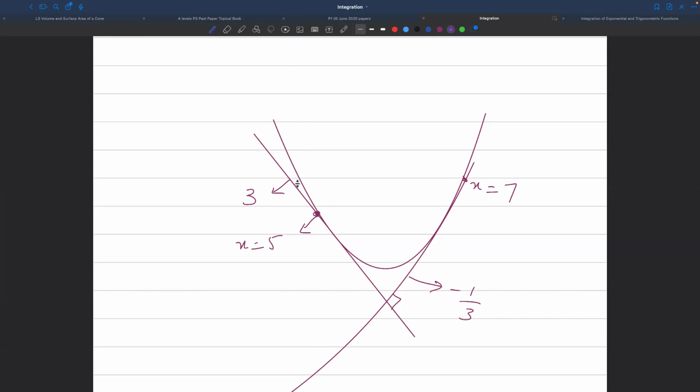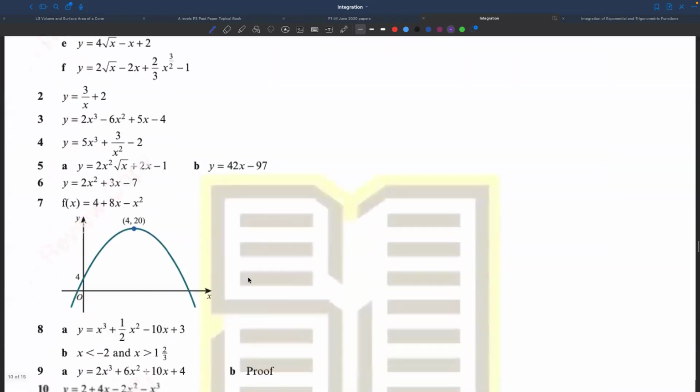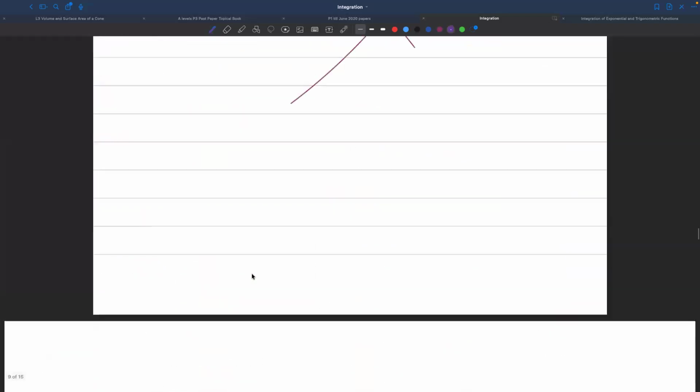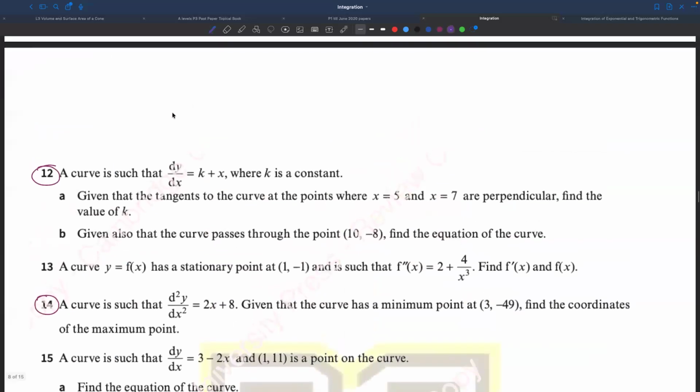Okay, so now the gradient at the point x equals 5 will be k plus 5. And the gradient at the point x equals 7 will be k plus 7.